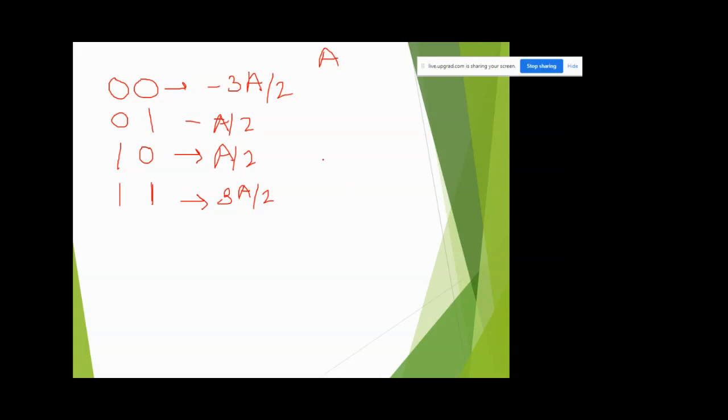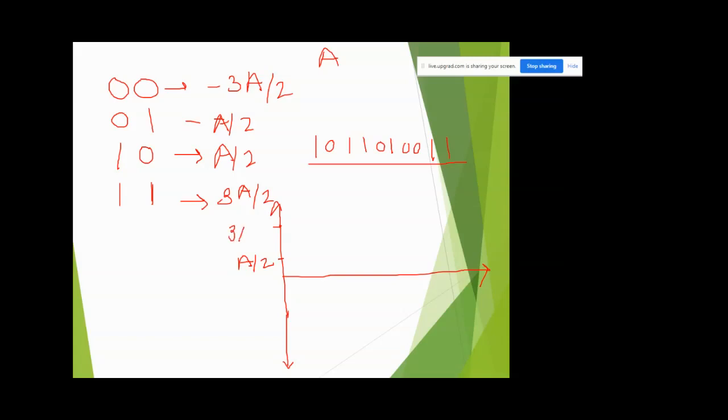Now let's say we have the data 1 0, after that 1 1 0 1 0 0 1 1. This is the input signal we have, and we have to represent it using the polar quaternary format. So here I'm drawing the 4 levels: A by 2, 3A by 2, minus A by 2, and minus 3A by 2. The first two bits are 1 0, and for 1 0 the voltage level is A by 2.